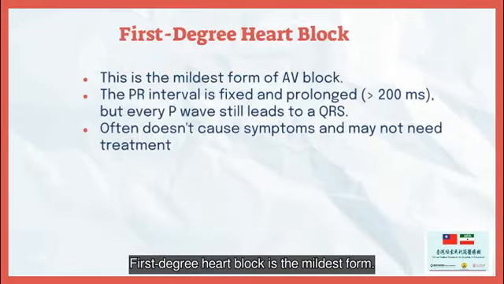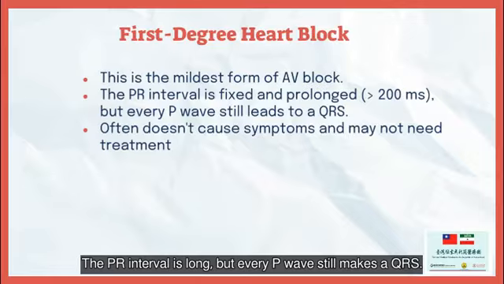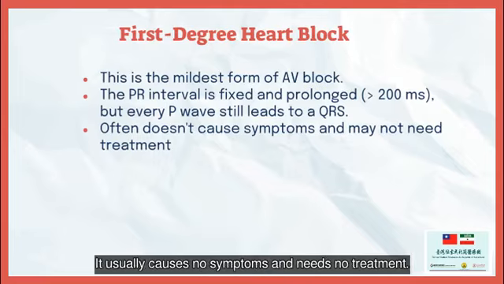First-degree heart block is the mildest form. The PR interval is long, but every P wave still makes a QRS. It usually causes no symptoms and needs no treatment.